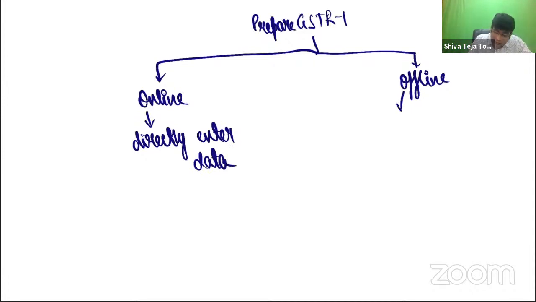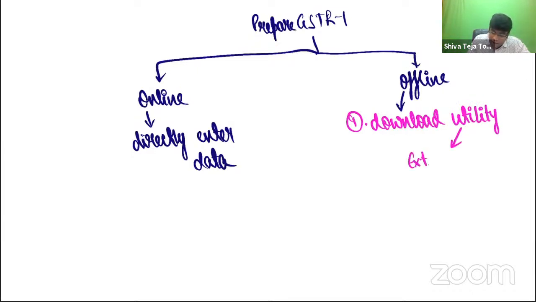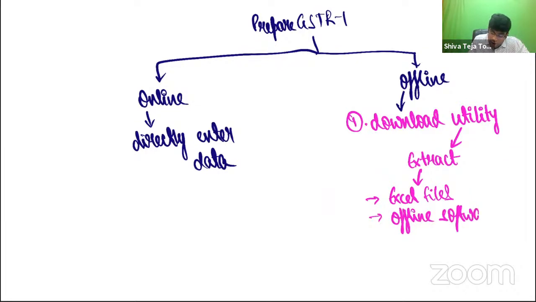If it is offline, the first thing you have to do, step number 1, is download the utility, and in the utility extract the file. Once you extract, you will find there Excel files, and you will also find offline software. This offline software you have got, install that software. And after you install that software, how does it look? Already I've shown you that.